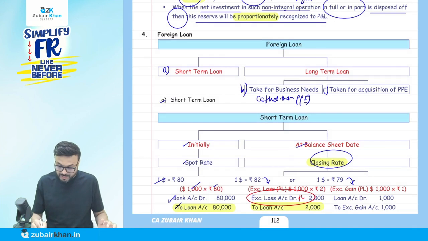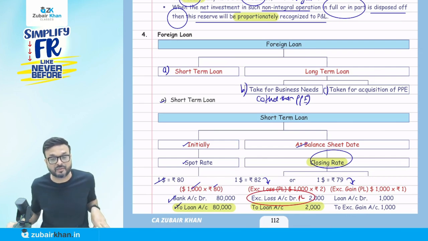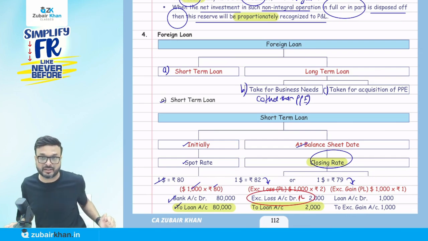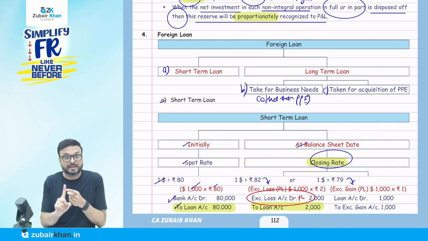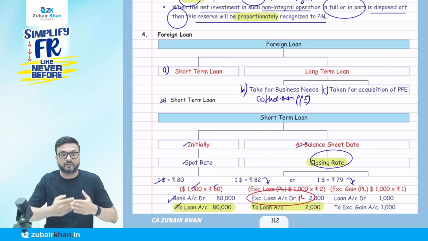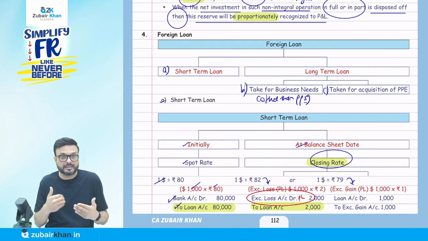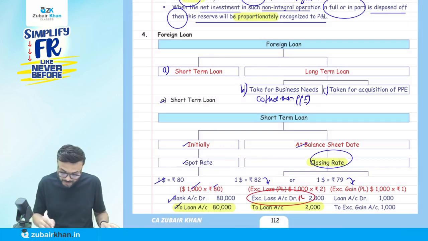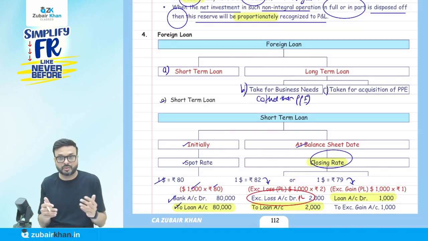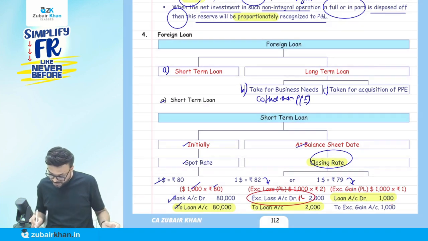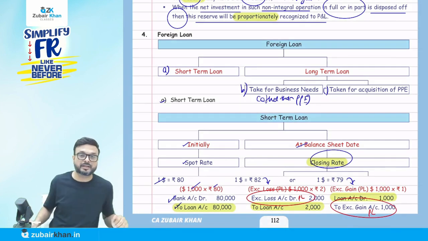Now, let's change the situation. Suppose on the balance sheet date the exchange rate is 79. What does it mean? For $1, I was liable to pay 80 rupees. Now the exchange rate is 79, so for $1 I have to pay just 79. I have a gain of 1. So there is a decrease in liability: initially I was liable to pay 80, now I'm liable to pay 79. A decrease in liability should be debited, so I'm going to debit the loan account. Either this situation or that, they are two different situations. Now, it's a gain. Where will this gain go? This gain will go to the profit and loss account. We know that we credit a gain in P&L or debit P&L in case of a loss.